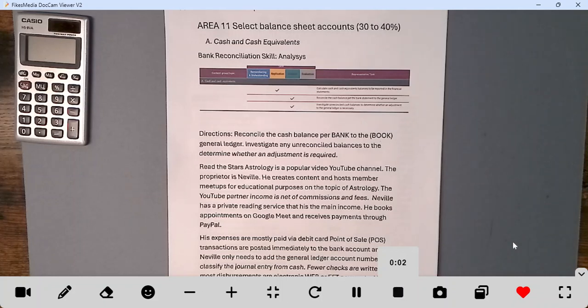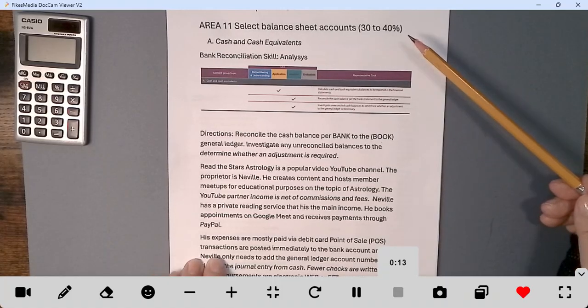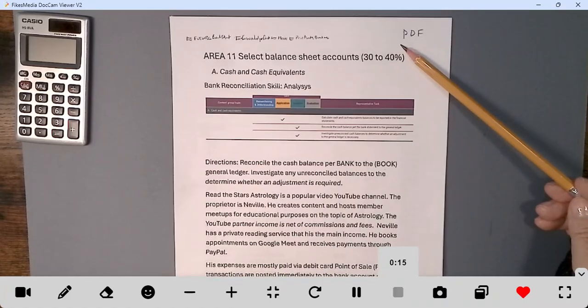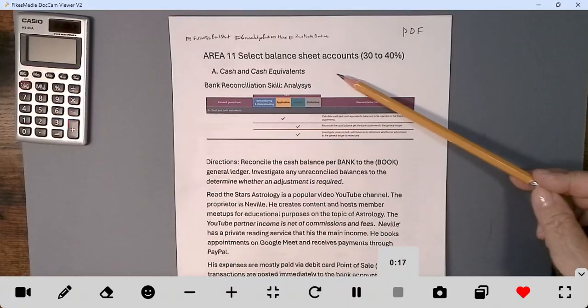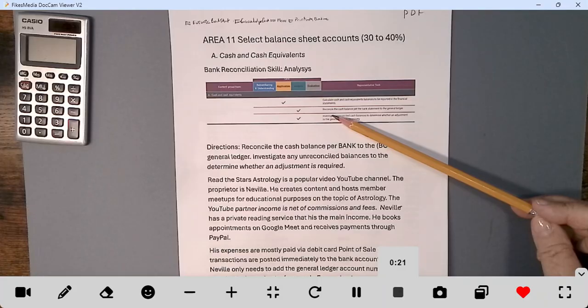This is going to be a little bit different bank reconciliation. It's kind of a modern bank reconciliation, the way that we do things now. So this is going to be an electronic PDF type of thing. So the first opening that you get is what type of exercise is this? What skill is it testing?